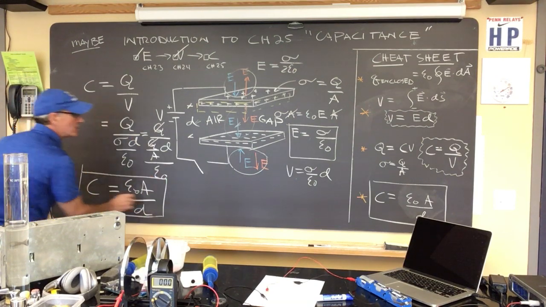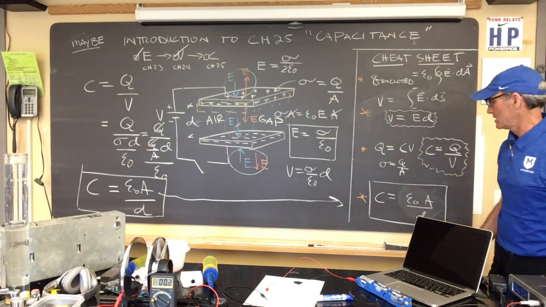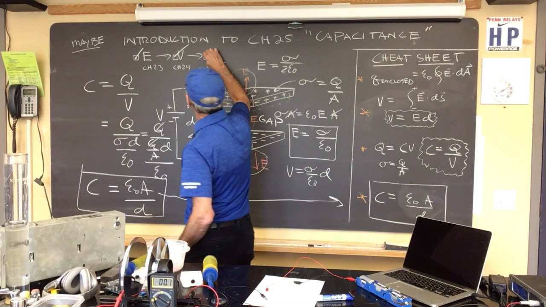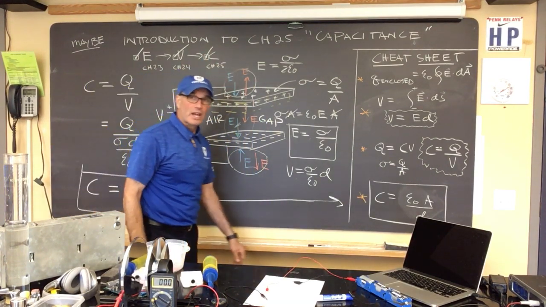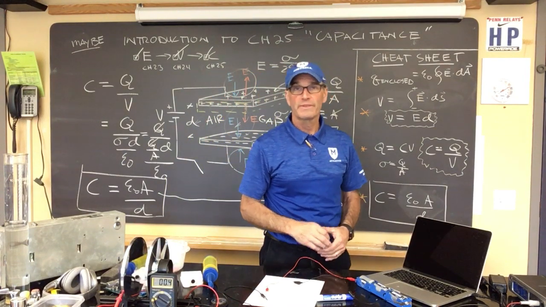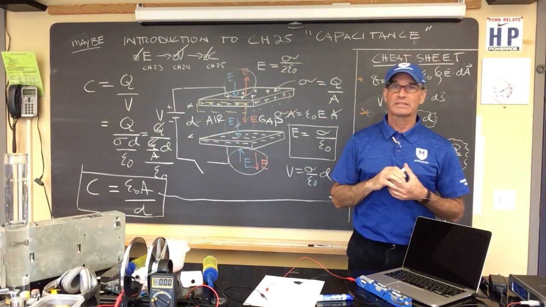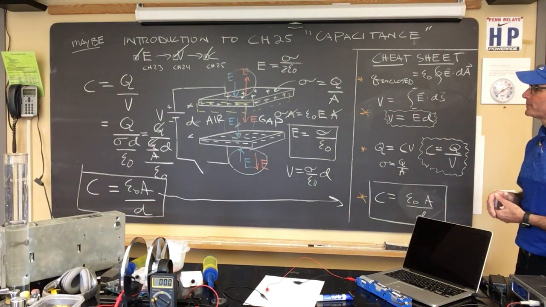Now let's go over to our cheat sheet and see if I got the same thing. Whoa, I did. So check. It's a 3-step process, Chapter 23, 24, 25: electric field, potential, and now determine the capacitance. Okay, I'll stand back.